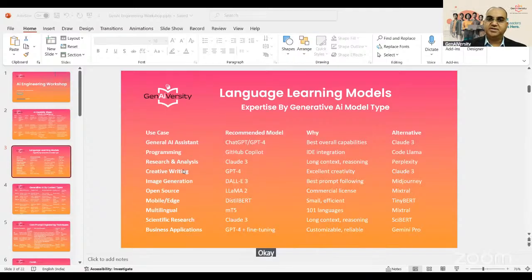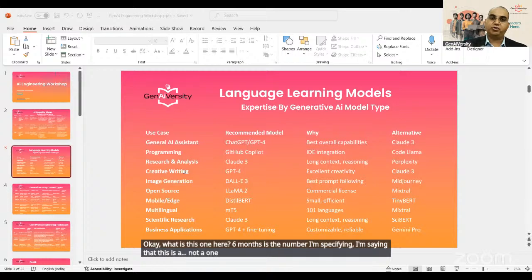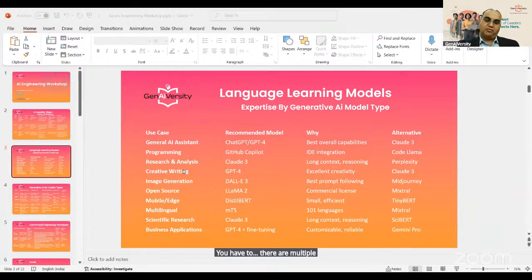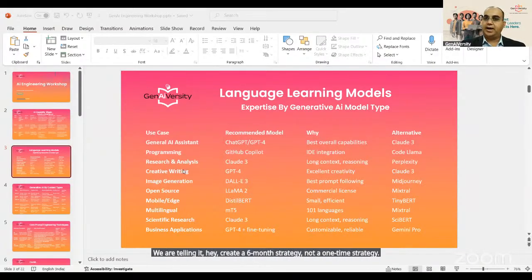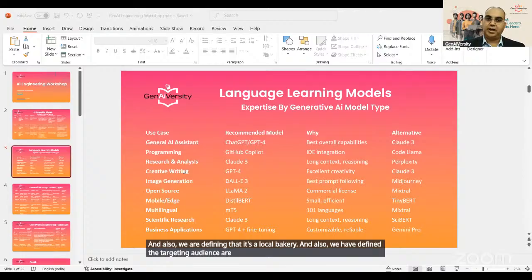Okay, what is this one here? 6 months is the number I am specifying. I am saying that this is not a one-time plan or one-time content you are creating. There are multiple stages, weekly, monthly. So we are telling it, hey, create a 6 month strategy, not a one-time strategy. And also we are defining that it's a local bakery, and the targeting audience are young families.